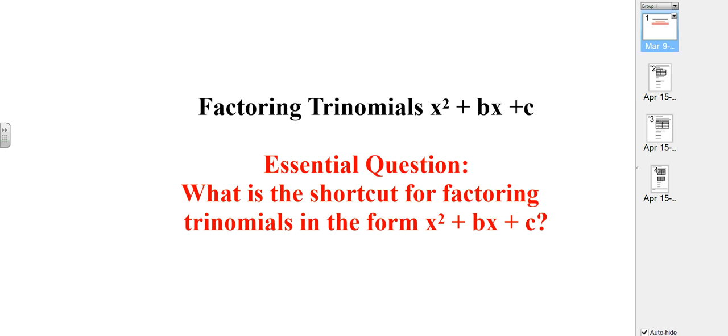Today we're going to be factoring trinomials in the form x squared plus bx plus c. So we have this trinomial, and there's going to be an x squared in the front. So our essential question is, what is the shortcut for factoring trinomials in the form x squared plus bx plus c?